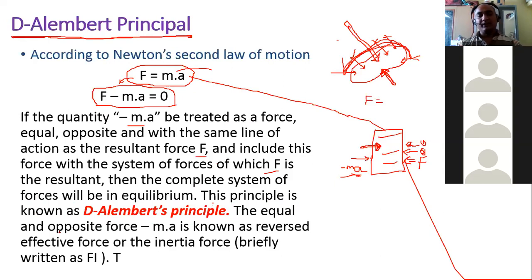The equal and opposite force, minus ma, is known as the reverse effective force or the inertia force. Actually, you can see this ma is because of Newton's second law, as well as because of the inertia of this cupboard. You are trying to push the cupboard, but because of the inertia of the cupboard, it is not going to move. The cupboard is in equilibrium because of the inertia force. This minus ma is nothing but your inertia force.